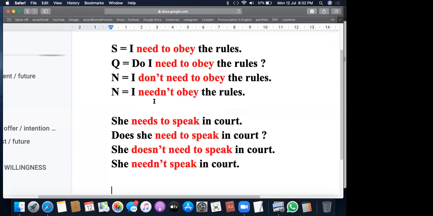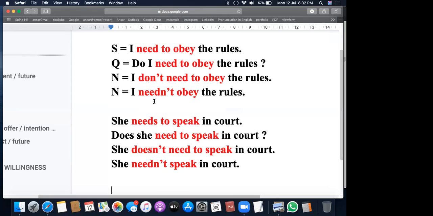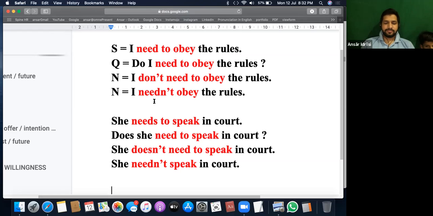Next. I need to remind. Do I need to remind? I didn't need to remind. Good. I need to portray. Do I need to portray? I didn't portray. Portray. Next.